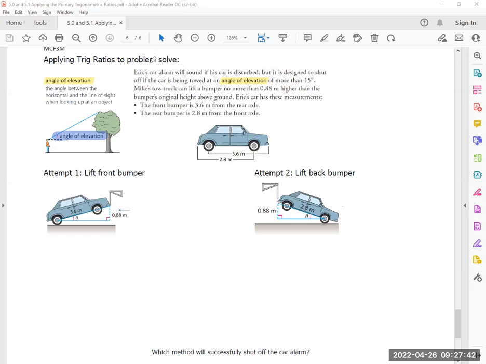Let's take a look. I'm going to read the question. Eric's car alarm will sound if the car is disturbed. Make sense? Yeah. But did you know it's actually engineered to shut down if the car is being towed?